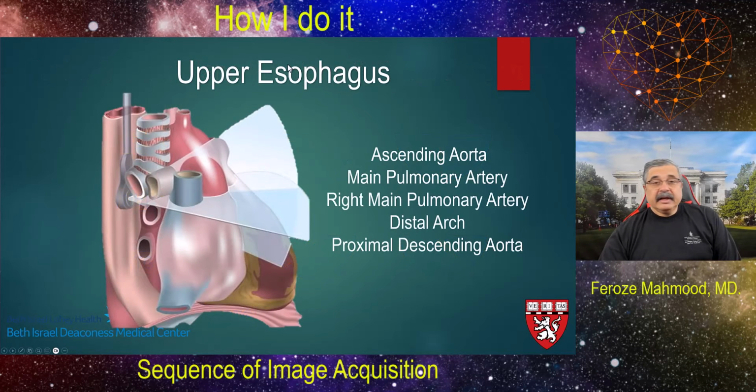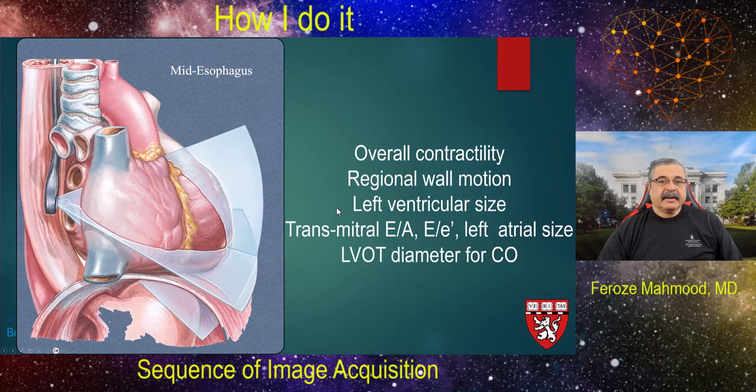For example, in the upper esophagus, we look at the ascending aorta, the main pulmonary artery, the right main pulmonary artery, the distal aortic arch, as well as the proximal descending aorta looked at over here. And we'll go over each one of these positions in a short time. In the mid-esophagus, we assess mostly the contractility of both left and right ventricle, look at regional wall motion abnormalities, left and right ventricular size. We do diastolic function assessment using E over A, E over E prime, left atrial size, and left ventricular outflow tract diameter for cardiac output.